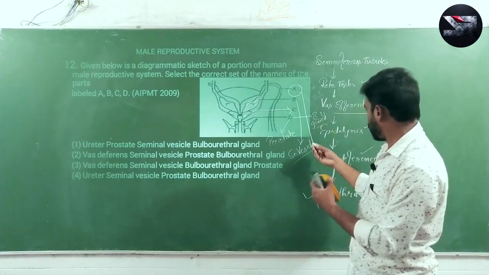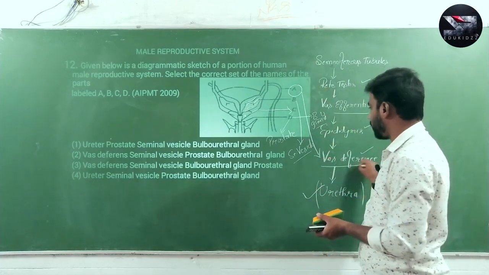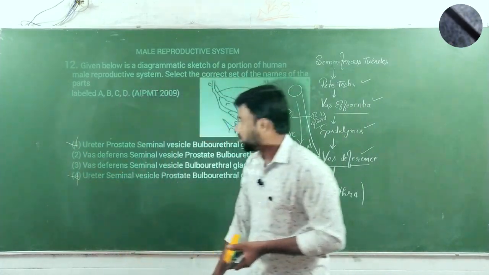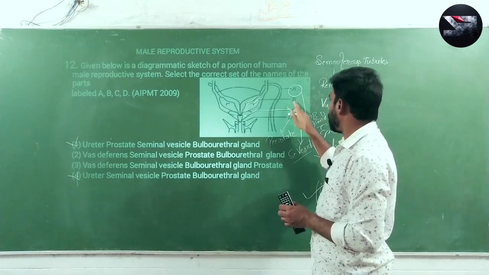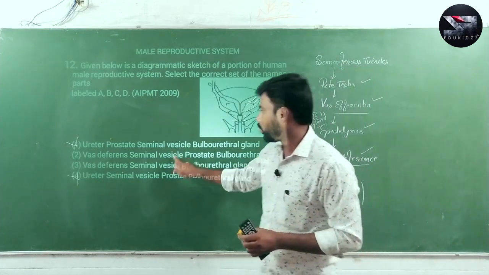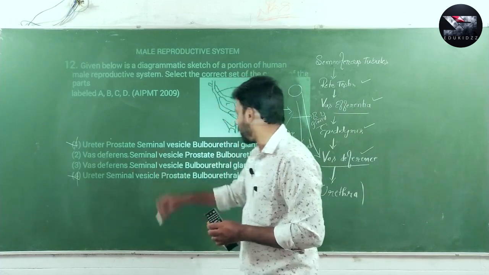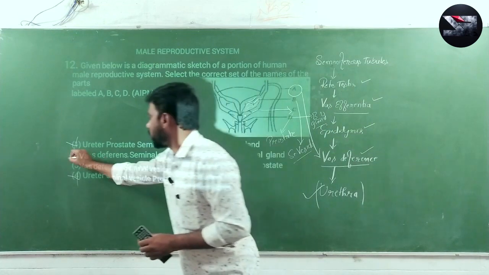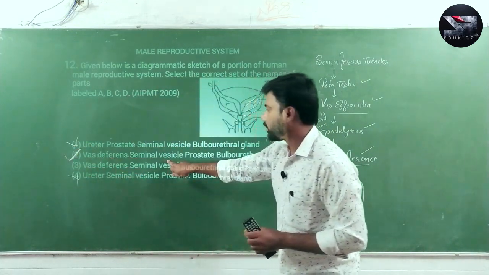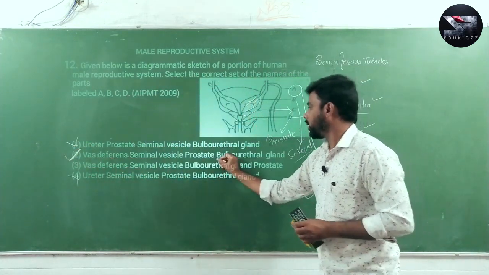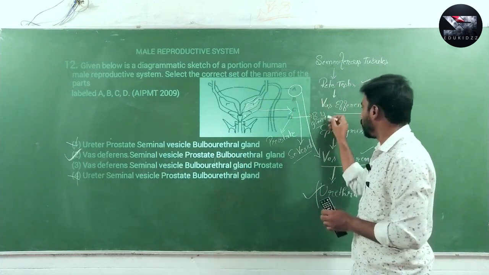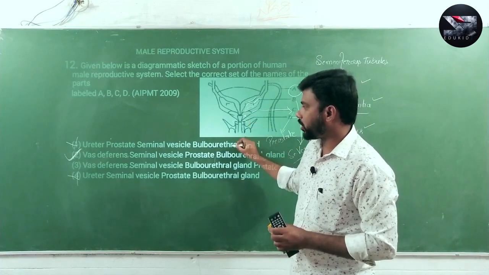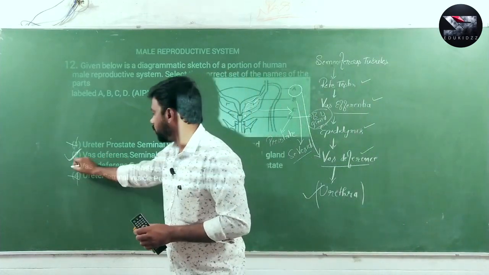So if you take the order, A is vas deferens. So among these options, you eliminate option 1 and option 4, as there is no vas deferens first. And B is seminal vesicle. In both, B is after vas deferens, the second one is seminal vesicle. And C here is the prostate gland. So this one is the right answer, option 2. Vas deferens, seminal vesicle, prostate gland, which is finally followed by bulbourethral gland. So the D is the bulbourethral gland. So for this question, the right answer is option 2.